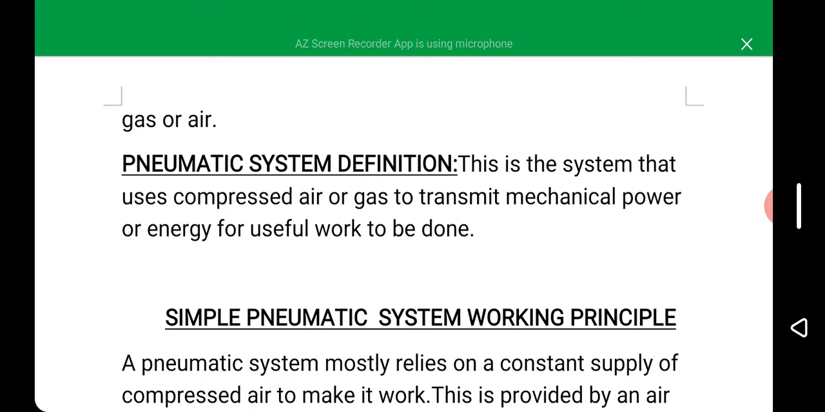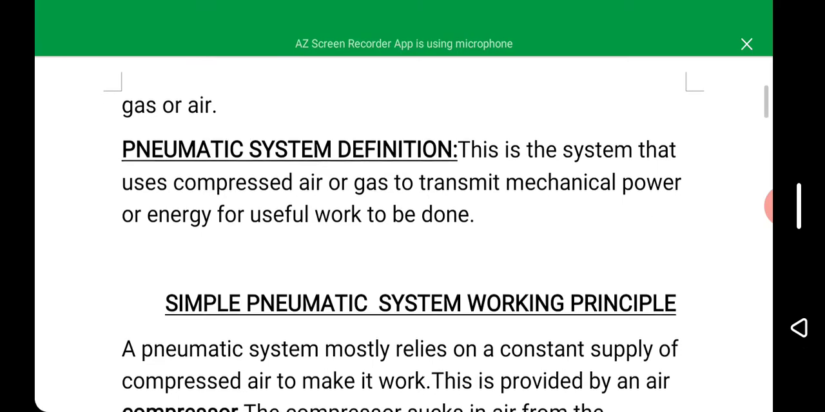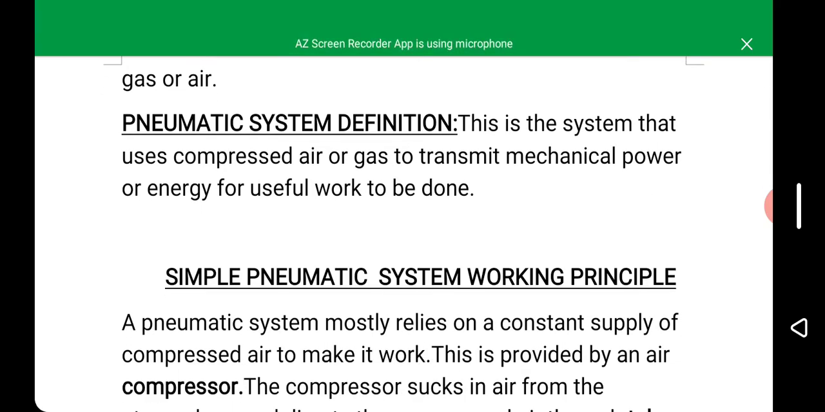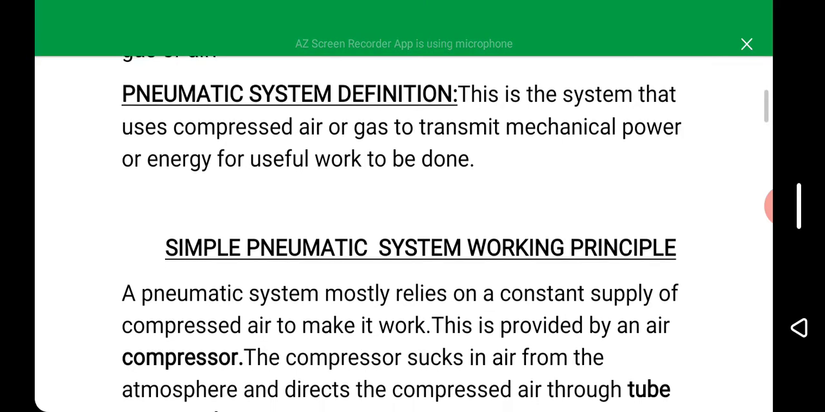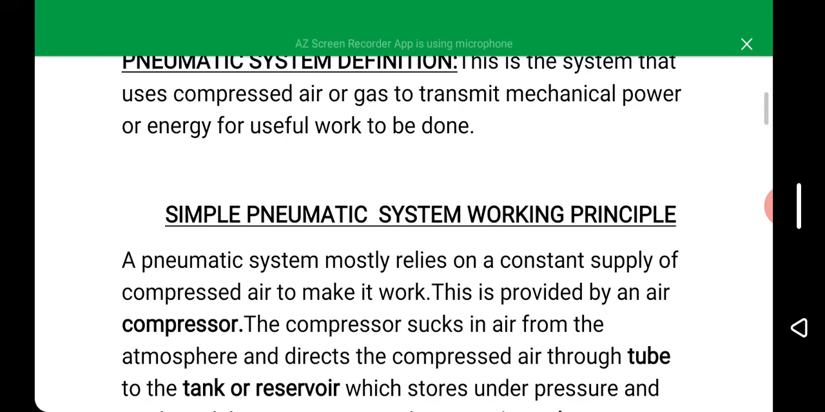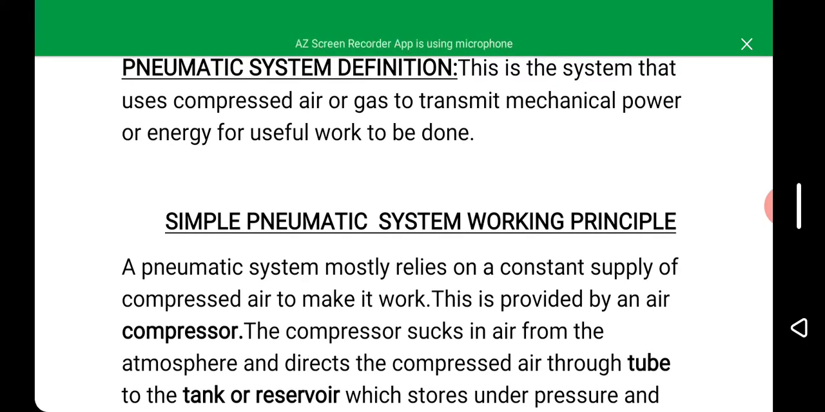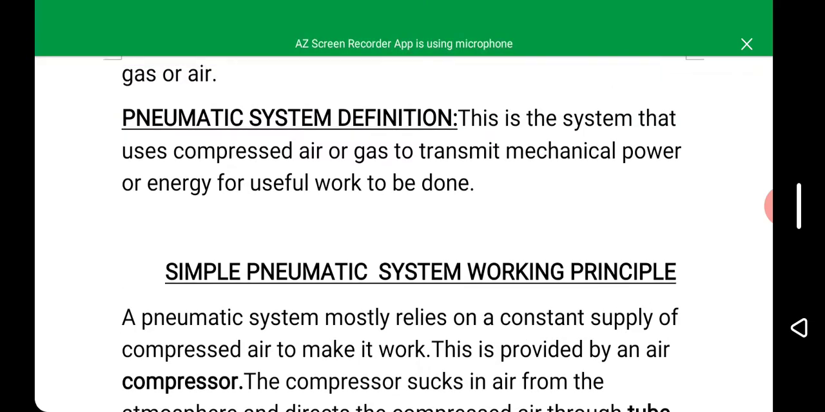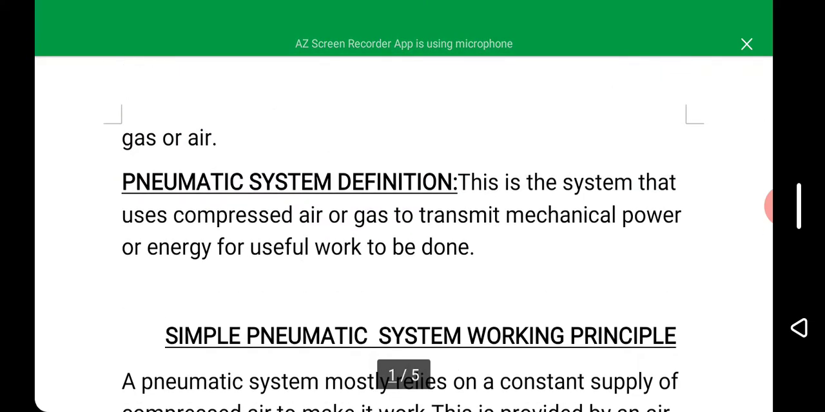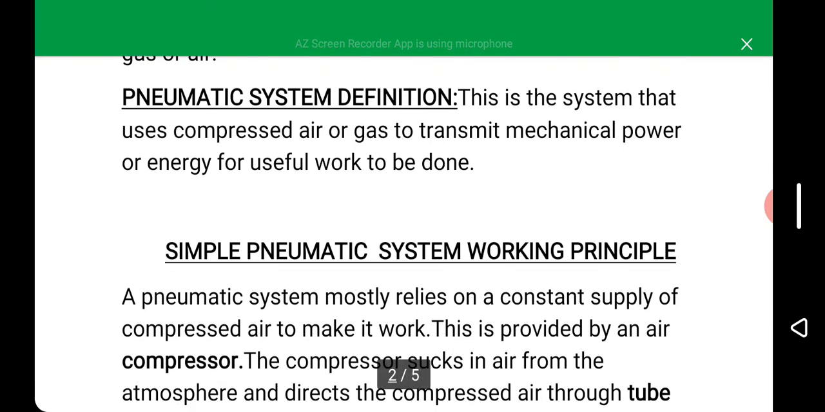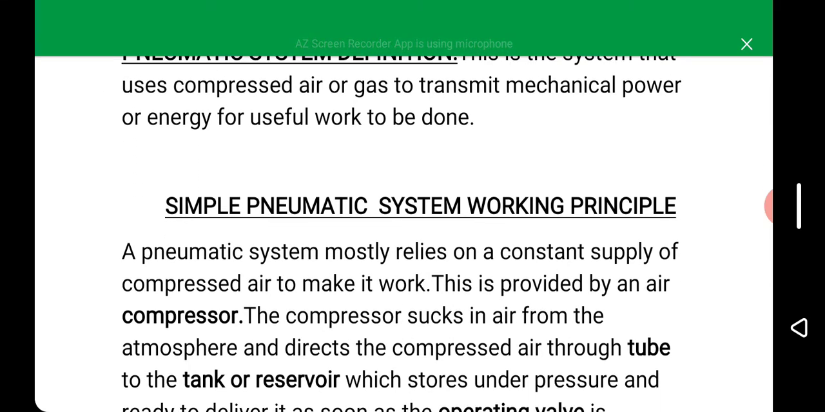Now, the pneumatic system, the definition. This is the system that uses compressed air or gas to transmit mechanical power or energy for useful work to be done. If it is hydraulic, what does it use? It uses compressed liquid.